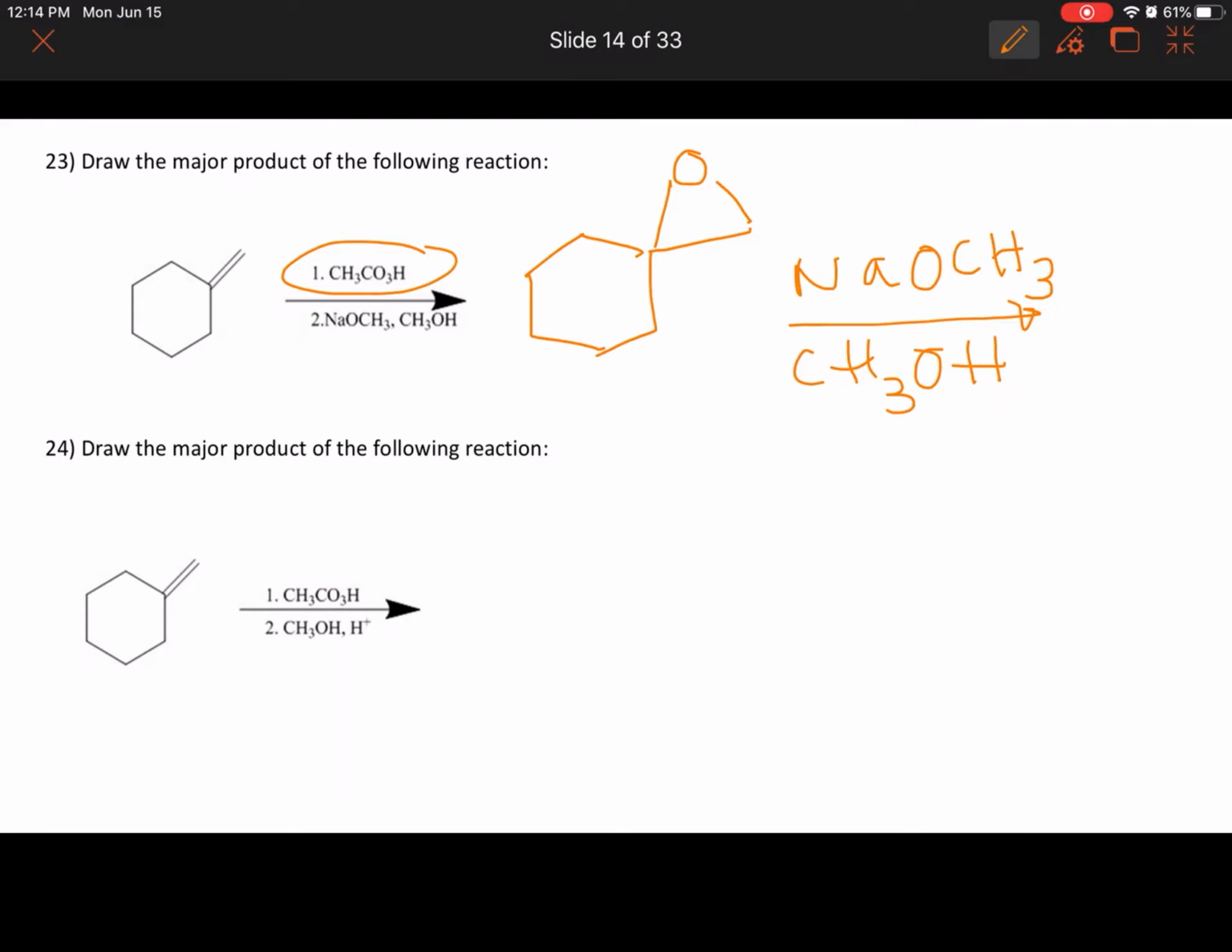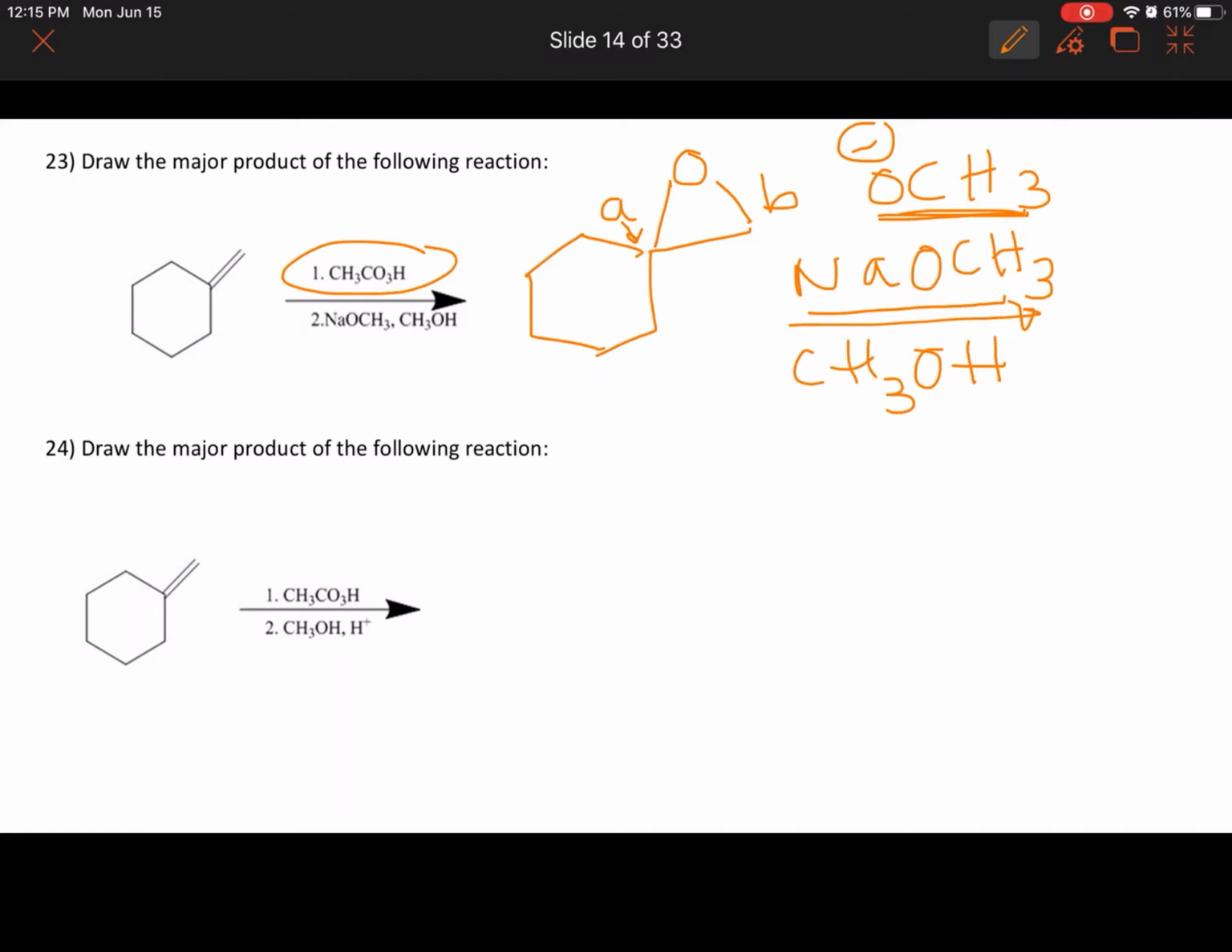NaOCH3, methanol. That is the conditions we normally use to open an epoxide in the basic medium. Sodium methoxide, you have sodium ion, sodium positive ion, and methoxide anion. And then the second step, adding methanol. So similar to our previous example of opening an epoxide in the basic medium, same thing happens here. Methoxide is going to be your incoming nucleophile.